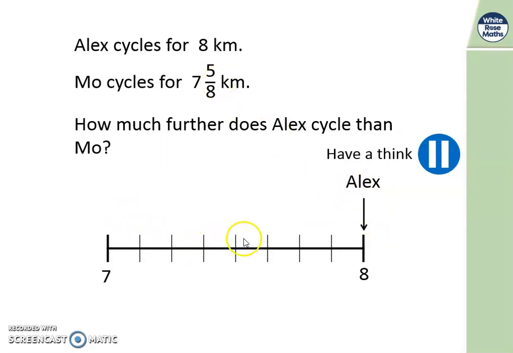1, 2, 3, 4, 5. That's where Mo gets to. So we want to know how much further it is. So that's from Mo here up to Alex, which is 1/8, 2/8, 3/8. And that distance is 3/8. And that's the answer, 3/8 of a kilometre.